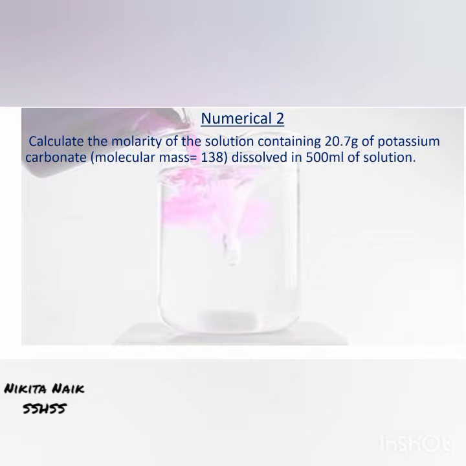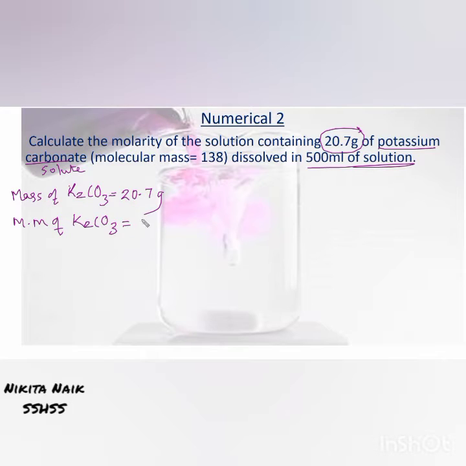Let us write what is given to us. We know that potassium carbonate is a solute and it is dissolved in water, that will be a solvent. Together it is making 500 ml of solution. So we will write what is given to us. Mass of K2CO3 is given, that is 20.7 gram. This is given to us. Next is molar mass of K2CO3 is equal to 138 gram per mole.